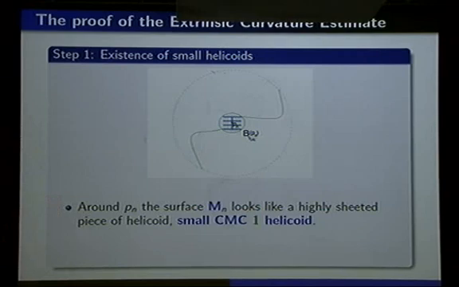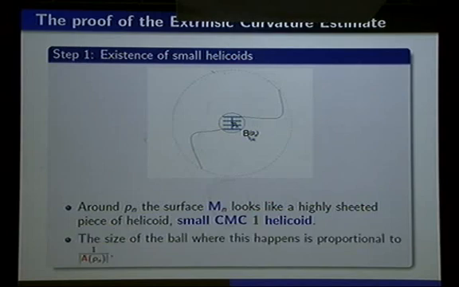You blow up, you see a helicoid, so if you scale down, the piece has to look like a helicoid. I'm going to call this piece a small CMC1 helicoid. This is very valuable information, but unfortunately it's on a very small ball. The size of the ball where this happens is proportional to 1 over the second fundamental form. Since we're assuming that the second fundamental form is going to infinity, the ball becomes very small. So now we want to go from this local information to global information. This is the next step.